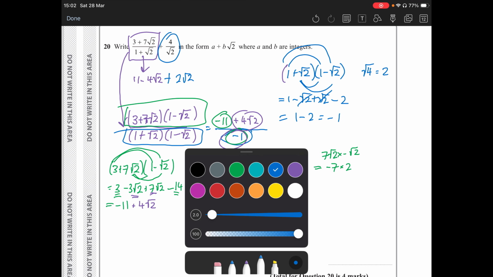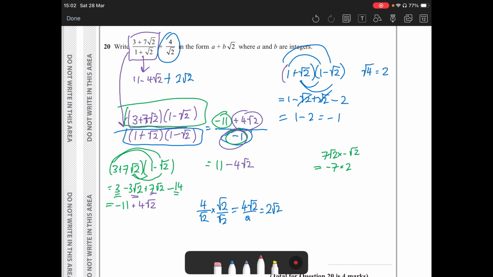So all that's left to do now is to simplify this. So we remember what we got. We got 11 minus 4 root 2 plus 2 root 2. The minus 4 root 2 plus the 2 root 2 gives me minus 2 lots of root 2. So this should be the answer. Let me check the mark scheme. And yes, it is. It most certainly is.